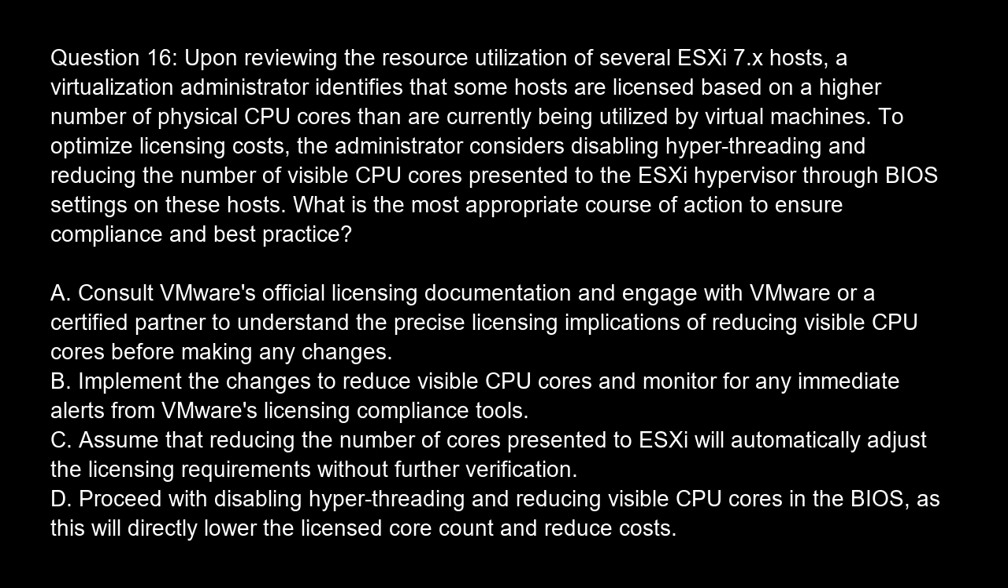Option A. Consult VMware's official licensing documentation and engage with VMware or a certified partner to understand the precise licensing implications of reducing visible CPU cores before making any changes. Option B. Implement the changes to reduce visible CPU cores and monitor for any immediate alerts from VMware's licensing compliance tools. Option C. Assume that reducing the number of cores presented to ESXi will automatically adjust the licensing requirements without further verification. Option D. Proceed with disabling hyperthreading and reducing visible CPU cores in the BIOS, as this will directly lower the licensed core count and reduce costs.